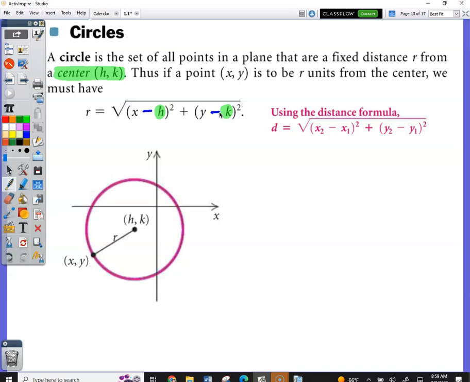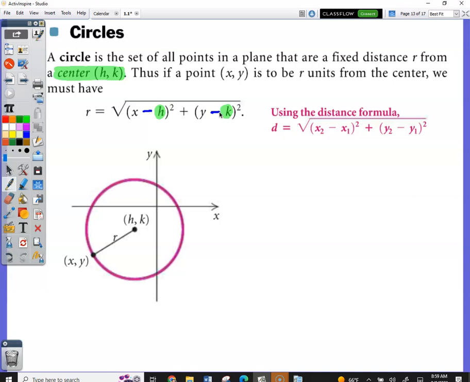Does this look familiar? This is the length of the radius. We just did it 2 problems ago. We found the length of the radius from an xy coordinate and the center we're going to call hk, and we plugged it into the distance formula, and that gave us the length of the radius. Y'all see that? That is the equation for circles.